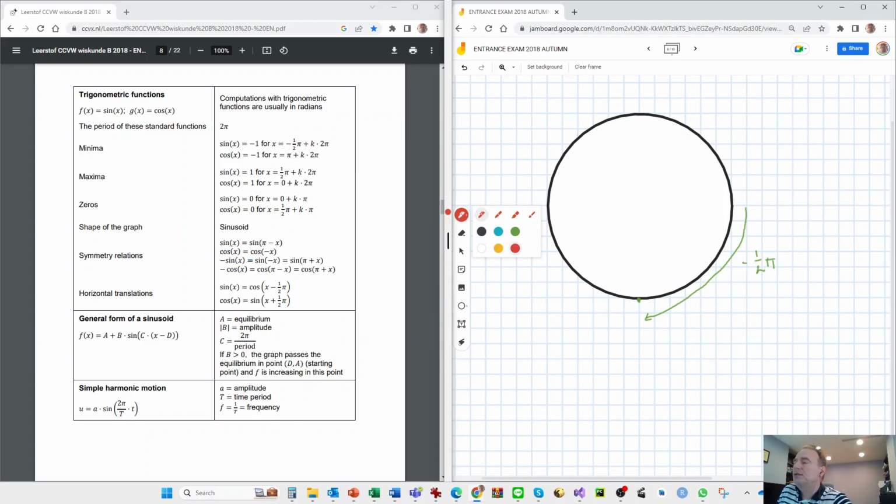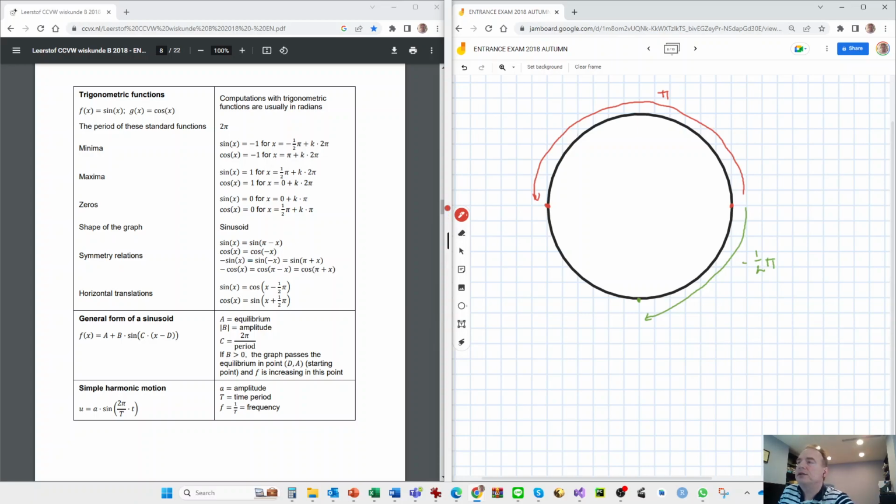And for the cosine, the projection is on the x-axis, so the minimum is here, and that can be reached by a rotation of pi. So you get pi, and then again you can add an integer number of full rotations, 2 pi. And the same you can do for the maxima. It's just here for the cosine on the other side and for the sine here on top.